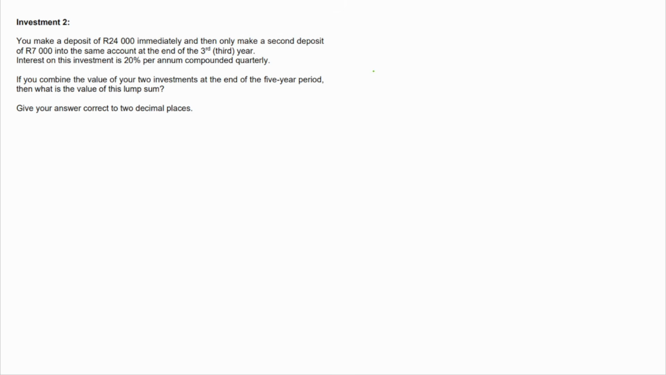So let's draw a timeline. Okay. So it is for 5 years. Okay. So here's our timeline. So T0, T1, T2, T3, T4, T5. Okay, for 5 years. So let's see. We make this deposit immediately, 24,000 Rand. Okay, so that we put into the account. All right. And then we make a second deposit. So we're putting money into the account at the end of the 3rd year. Okay, so end of the 3rd year, where do you think that is?